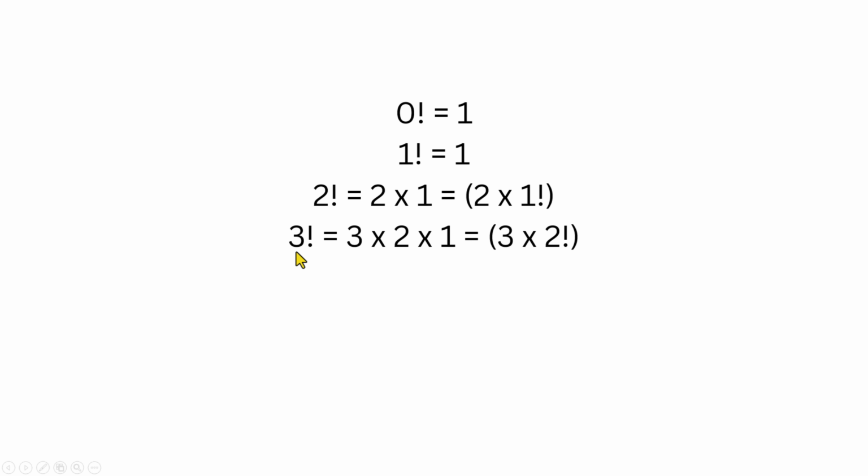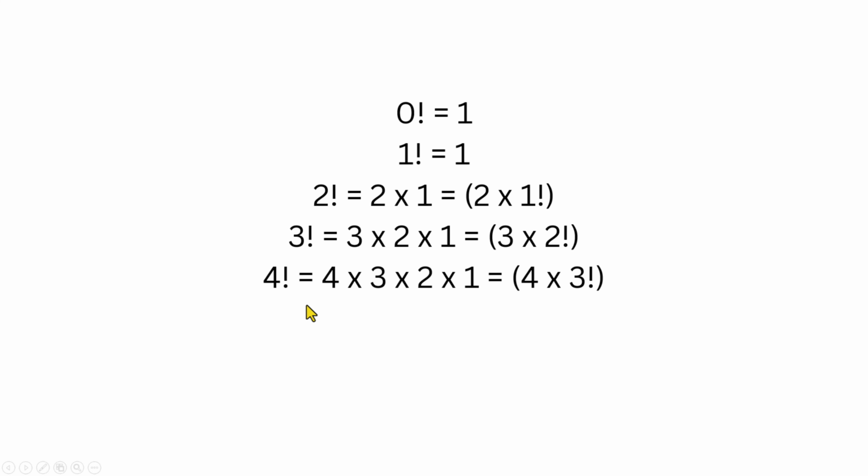3 factorial is 3 into 2 into 1. Now what is 2 into 1? 2 into 1 is 2 factorial, right? So we can say that 3 factorial is 3 into 2 factorial. 3 into 2 factorial, which is 2 into 1, right?